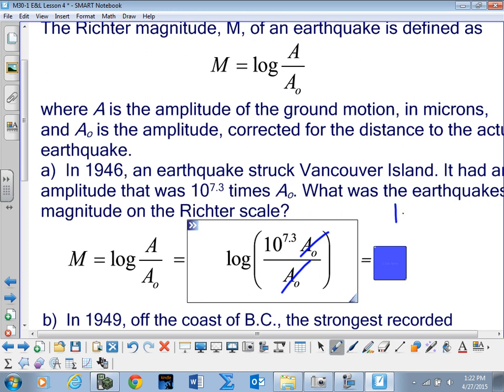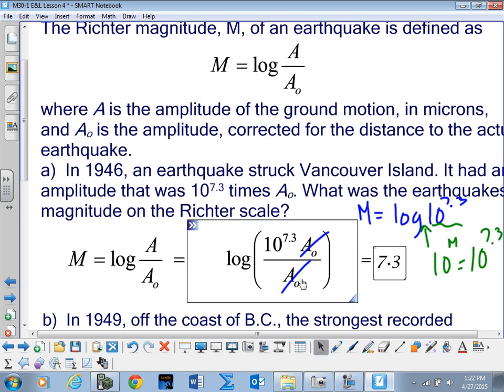So what we're looking for, the magnitude, is going to be the log, if I write that, the magnitude is equal to the log of 10 to the 7.3. And you see what the base is? The base of this log is 10. So if I wrote that as 10 to the power of m equals 10 to the 7.3, then we know that m is 7.3, because the base is 10 and what it equals is also base 10.